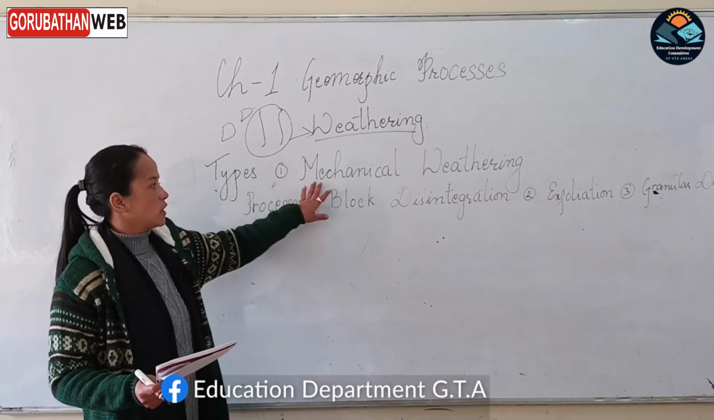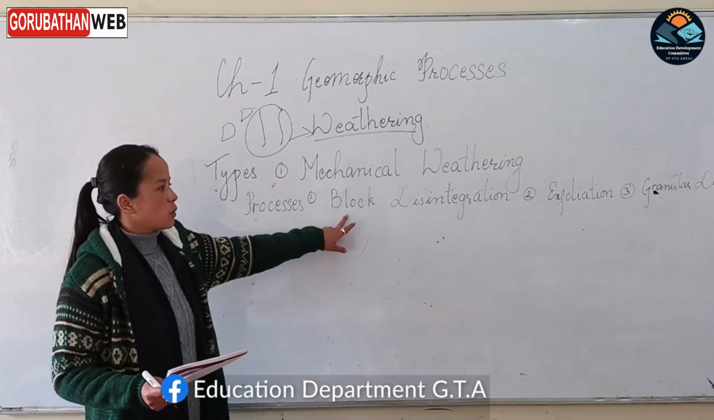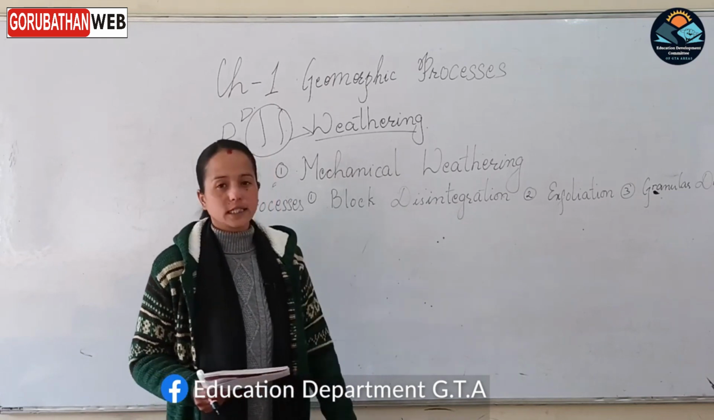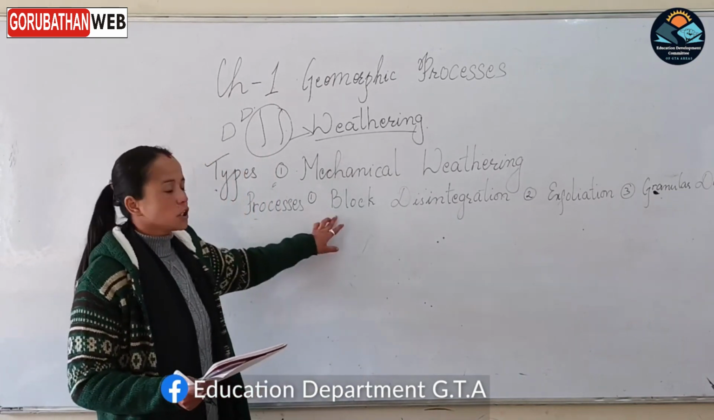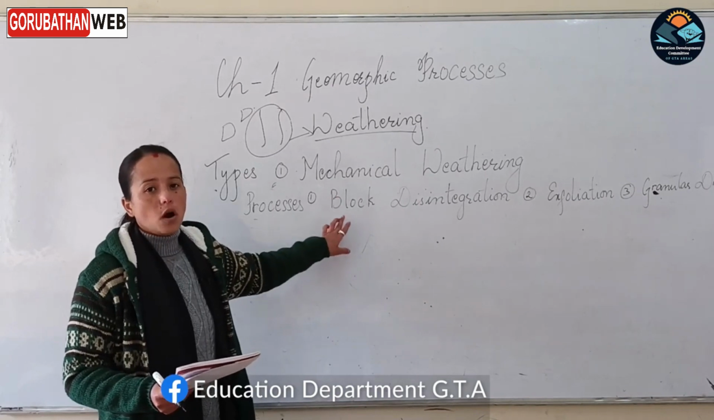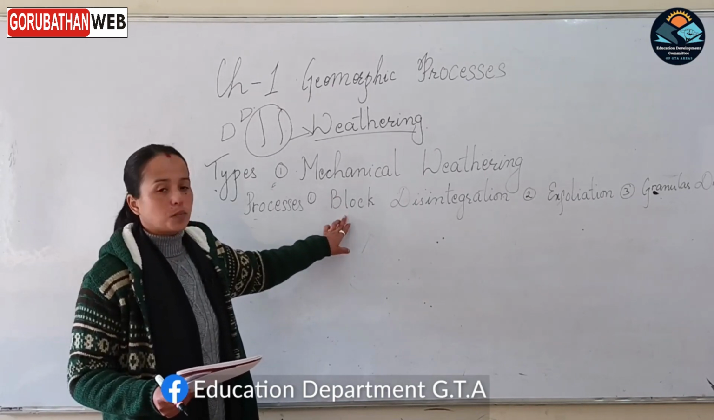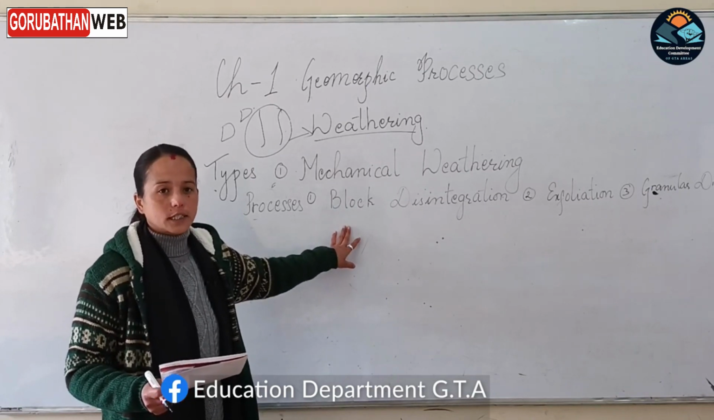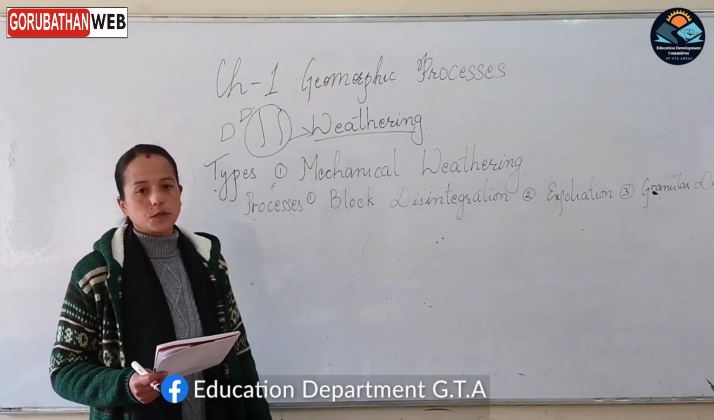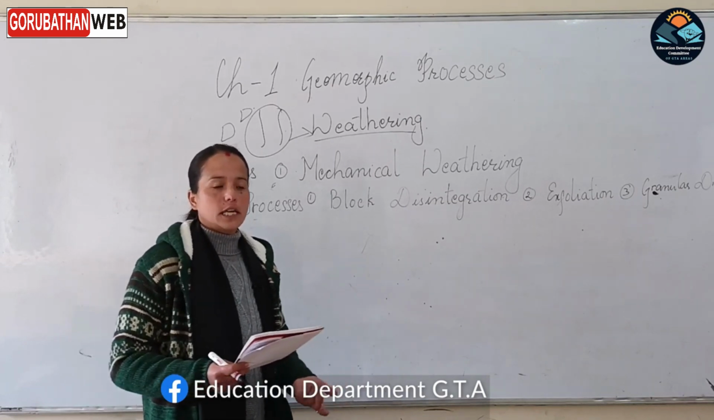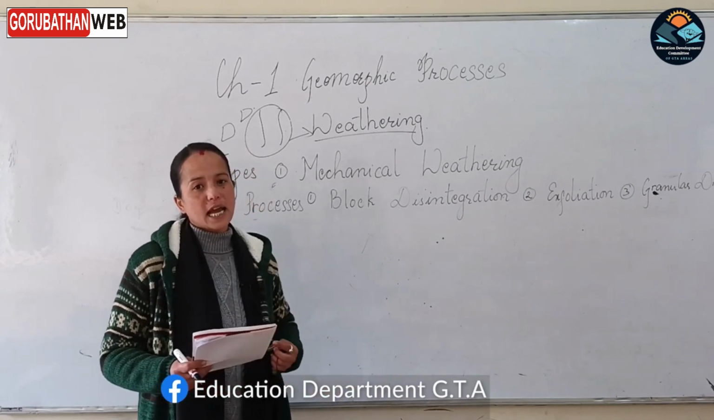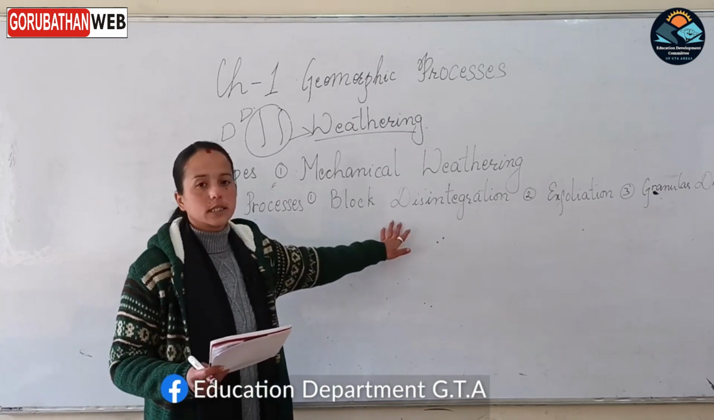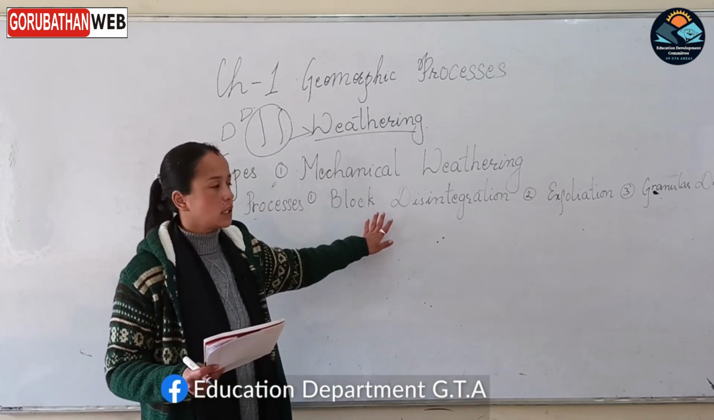Mechanical weathering has three processes. The first one is block disintegration, the second one is exfoliation, and the third one is granular disintegration. So first, block disintegration. This takes place especially in the dry areas, the desert areas where the range of temperature is very high. That means the temperature is very high during daytime and very low during night. So in those places, block disintegration is very common.